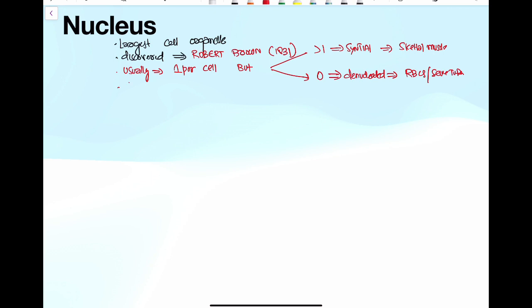Now shape and location, which is important. The shape is usually spherical, but they can be flattened, and they are usually present at the geometrical center. But some cells have peripherally shifted nuclei, for example epithelial cells and mature plant cells. We'll remember what happens usually: spherical shape, present at the geometrical center.